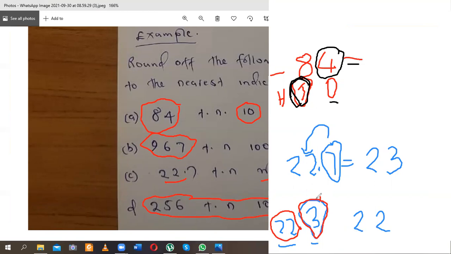Okay. So looking at that 3 here, it's less than 5. So you just get that number and turn it into a 0. If you want, you can just say 22.0. The truth of the matter remains that that number is just 22.